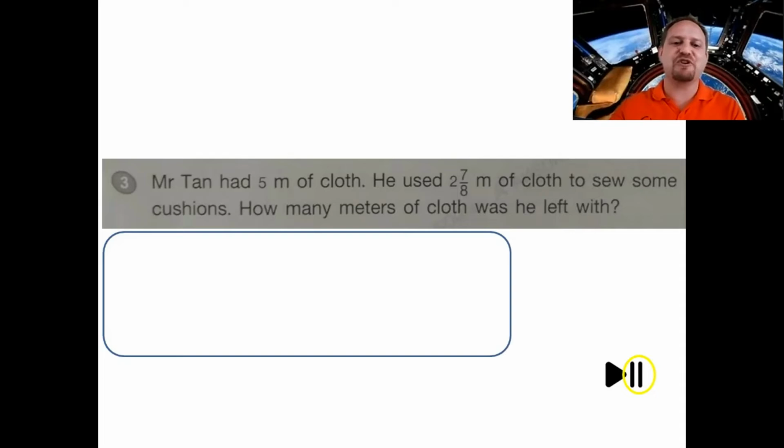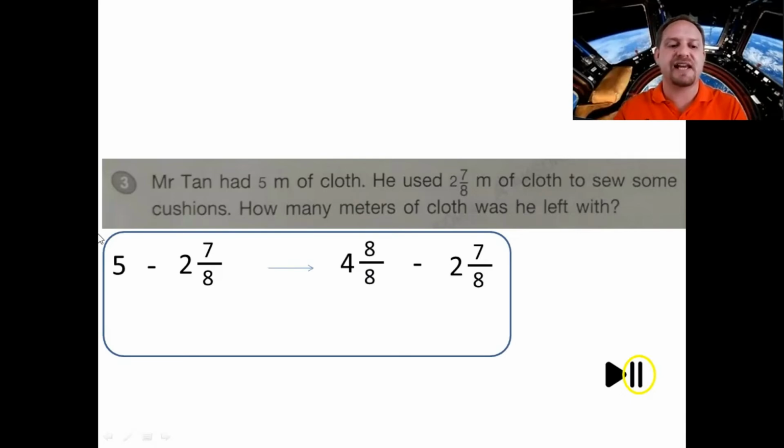Good, and we're back for question 3. Now your first job would be to change the number 5 into a mixed number, okay? And it was subtraction, wasn't it, because of the word used. And what did we use? We used the denominator 8, so 4 and 8 over 8 is the same as 5.